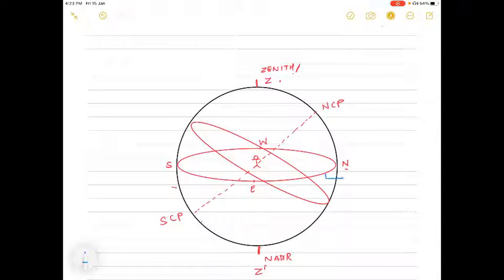So we will name all those things. This becomes the horizon and this becomes the celestial equator.